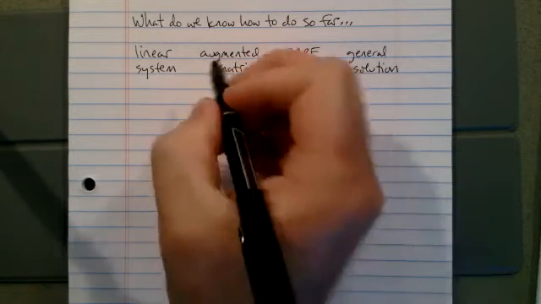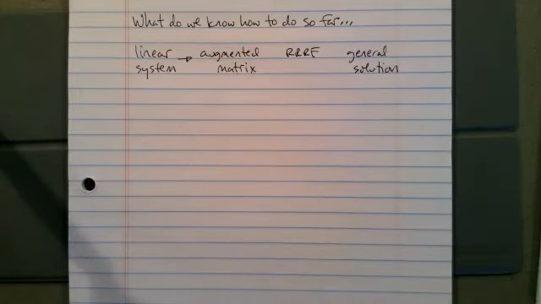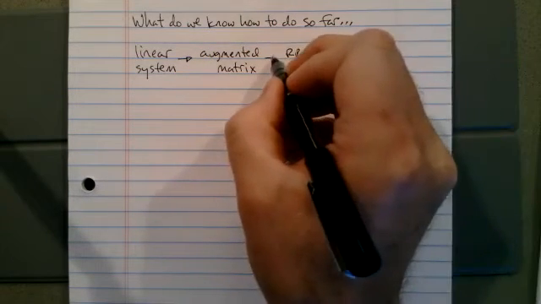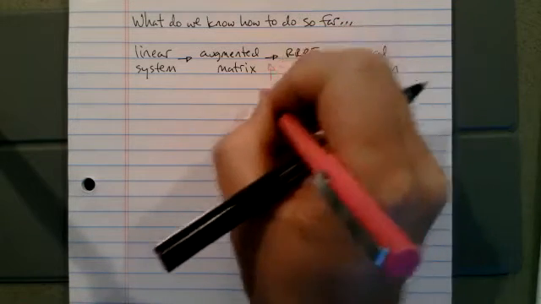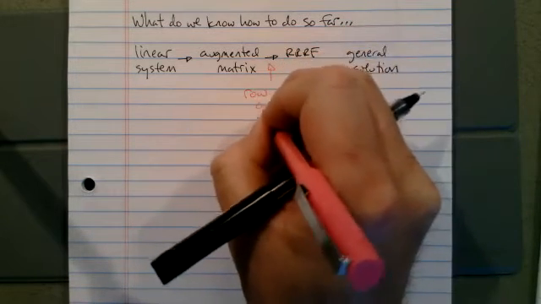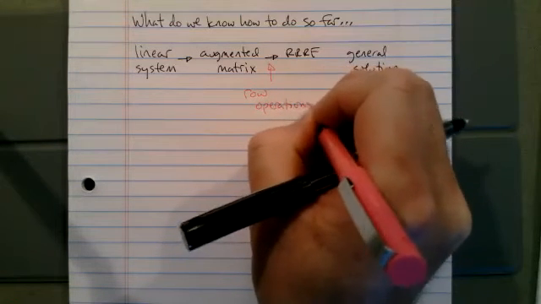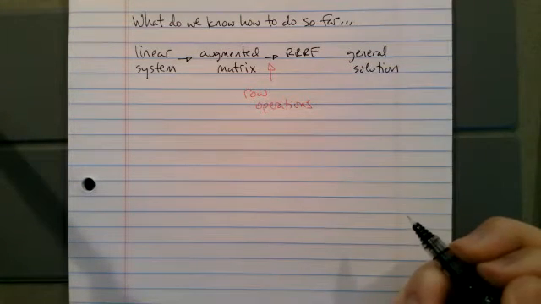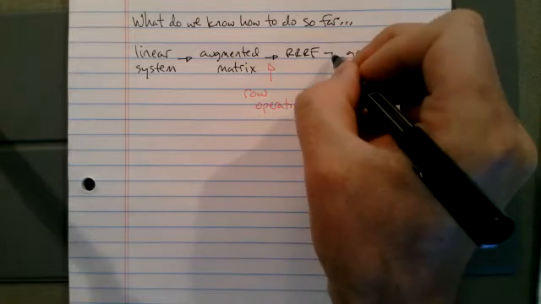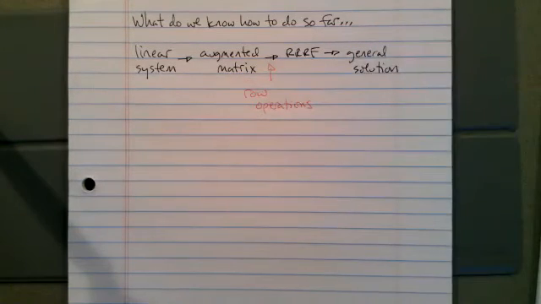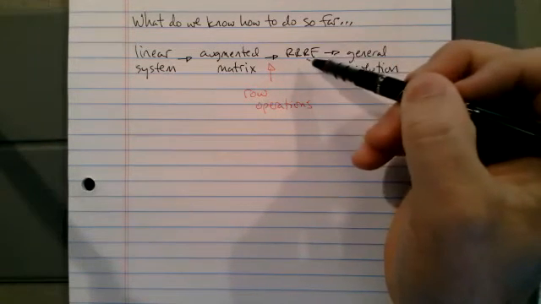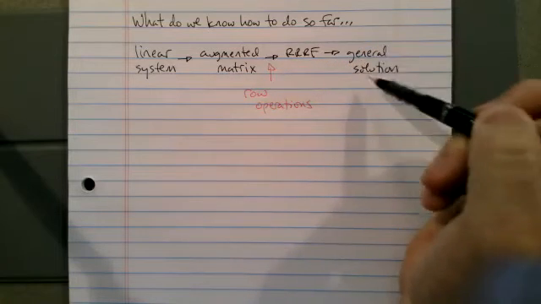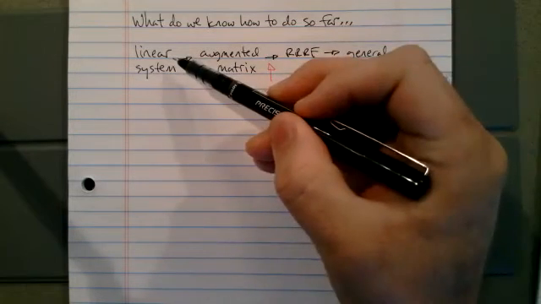Start with a linear system, convert it to an augmented matrix, take the augmented matrix to the reduced row echelon form by performing row operations, and then you use the reduced row echelon form to write the general solution to the linear system. So the two in the middle are both matrix things. We're performing row operations on the matrix. The reduced row echelon form is of the matrix. The general solution goes with the linear system.